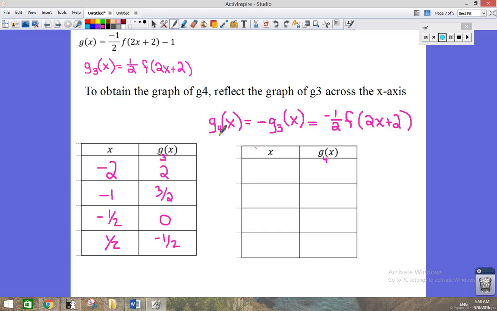Now moving on, that I have this G3, I'm moving on to the next transformation, which is the negative sign, and it's a reflection across the x-axis. A reflection across the x-axis is going to change the sign of the y-coordinates. What was up is now down, and what was down is now up if you've reflected across the x-axis.